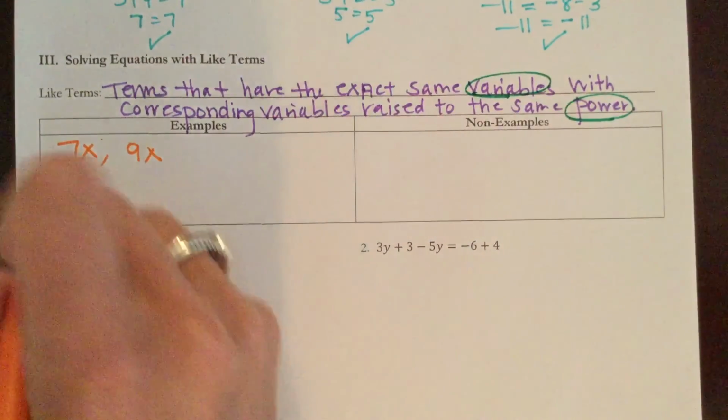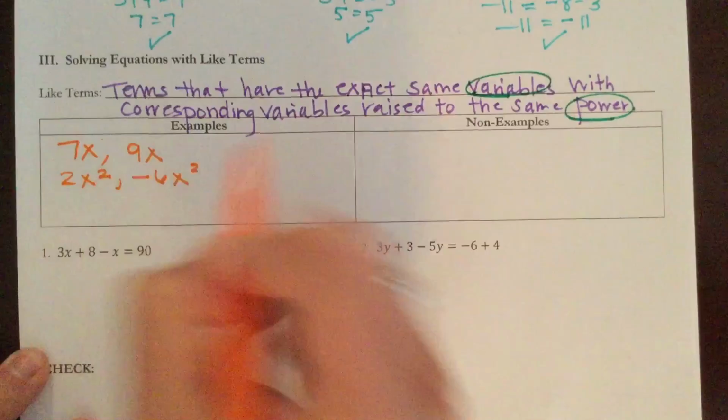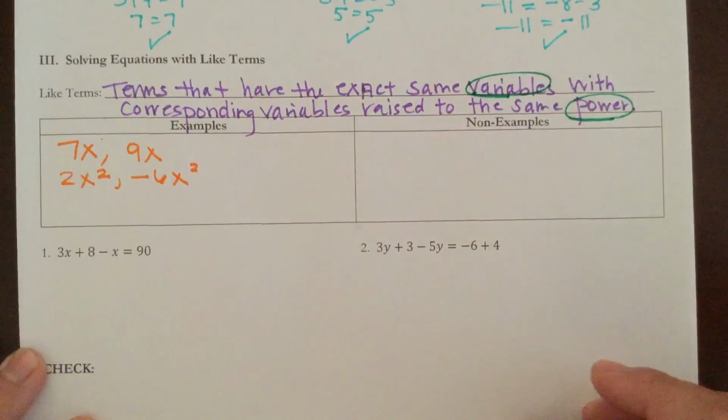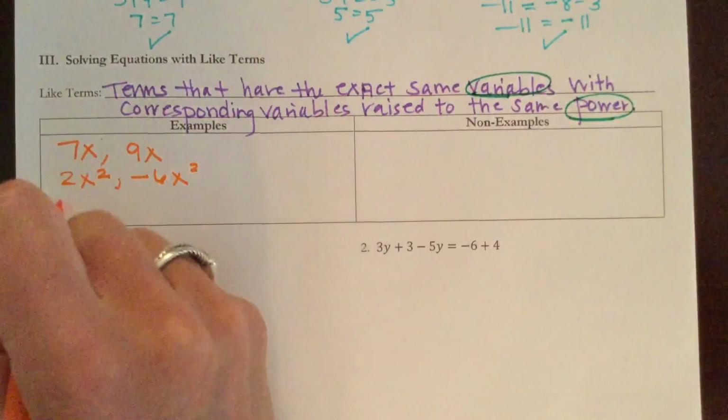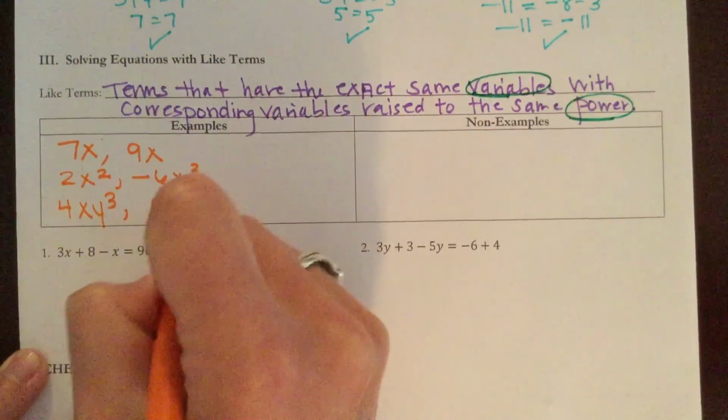A second example of like terms are 2x squared and -6x squared. We can see there that both terms contain the variable x, and both of those x's are raised to the second power. A final example is 4xy cubed and 9y cubed x.